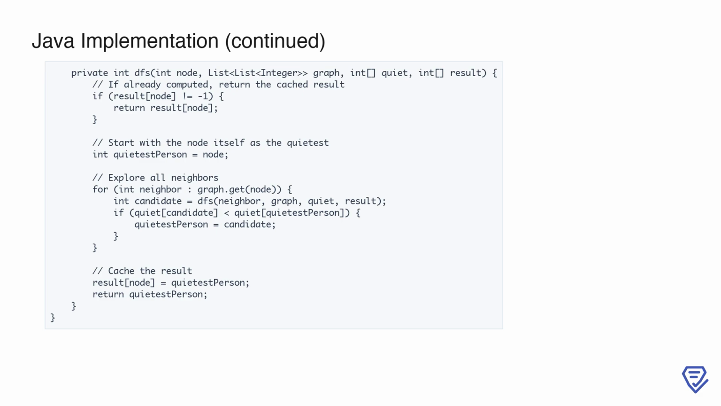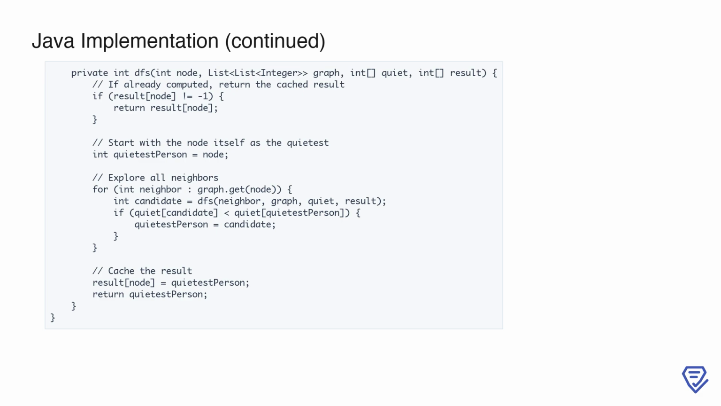The depth-first search, or DFS, is implemented in the private DFS method. This method takes the current node, the graph, the quiet array, and the result array as its parameters. The first step is to check if the result for the current node has already been computed. If so, we simply return the cached value to avoid redundant computation. If not, we initialize the quietest person variable to the current node, assuming it is the quietest by default.